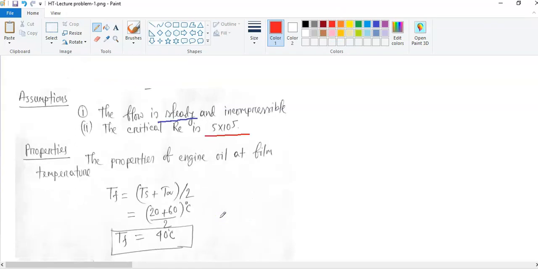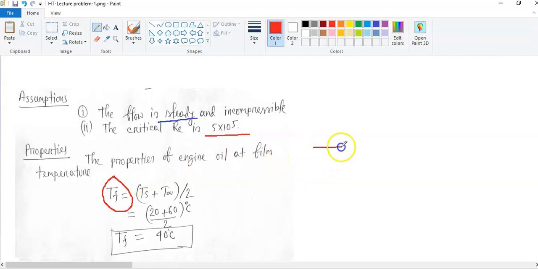So here we're doing something new today. So far when we solved heat transfer problems, we didn't calculate the average, the film temperature. Actually what happens, we discussed during the lecture.